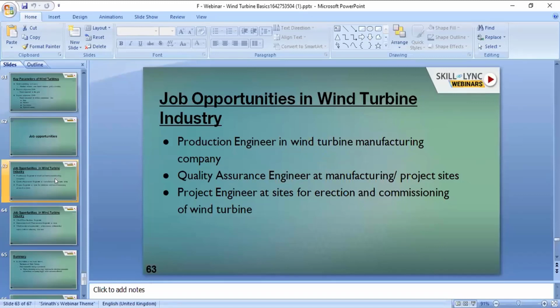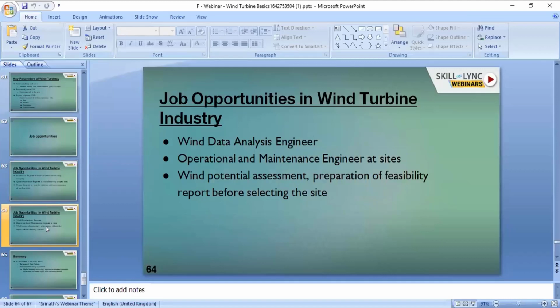Then there are production engineers in the wind turbine manufacturing companies, quality engineers at project sites, and project engineers at sites for erection and commissioning of the wind turbine. Also, we can find engineers in wind data analysis, and operation and maintenance engineers at sites. There is also huge potential in wind potential assessments, preparing feasibility reports before selecting the sites.